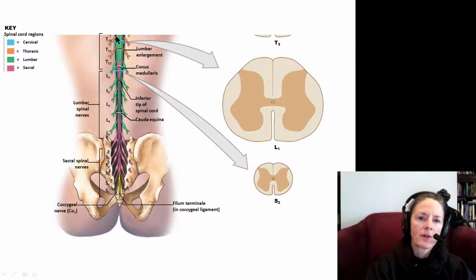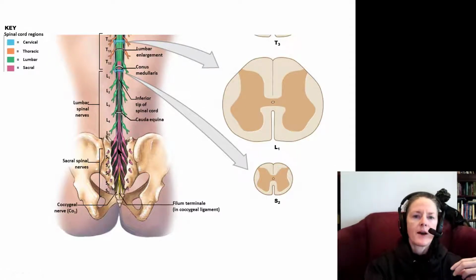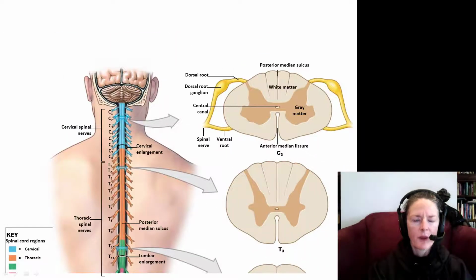The nerve roots of these spinal nerves are going to have to come out at the intervertebral foramina of the vertebra with which they're associated. So what do I mean by that? The spinal cord has 31 segments, and each of these segments will be named with a corresponding vertebra.